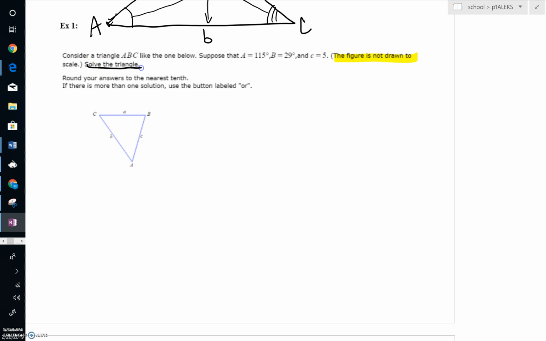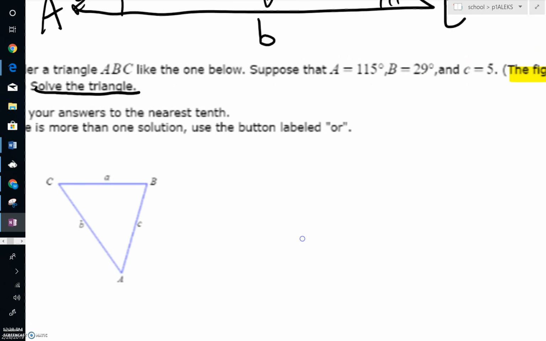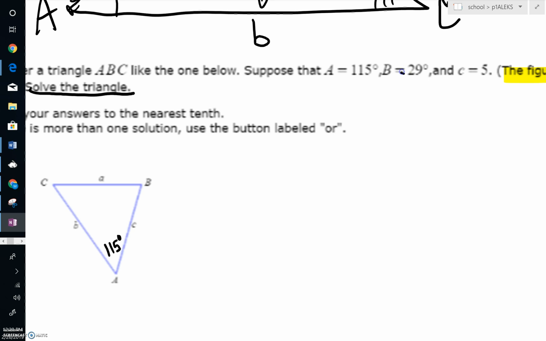We want to solve the triangle. That means find all the missing parts. So it says consider triangle ABC. Angle A, you can see, is 115 degrees. I'm going to write my angles inside of the triangle. That's always a good habit to do. You can see they've labeled side A right across from that. Here is angle B. That's going to be 29 degrees. That's right here. So I'm given two angles. I'm also given C is equal to 5.